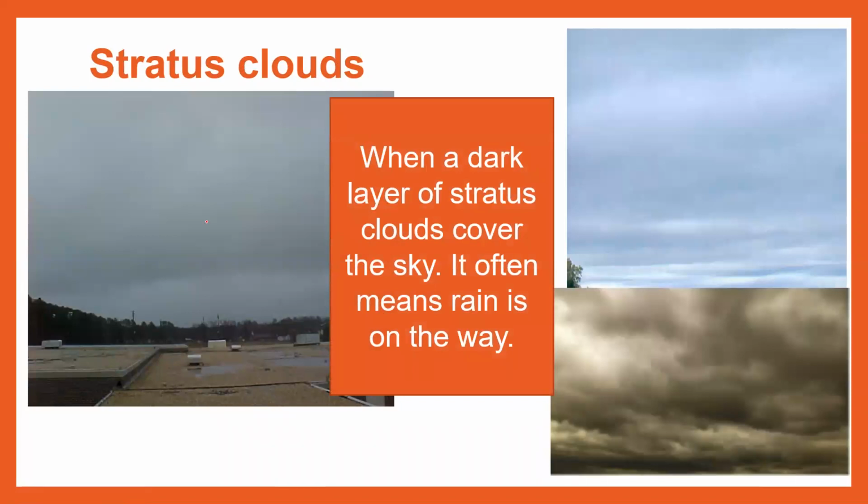Yes, they are very, very dark and they look very heavy and very low. So when a dark layer of stratus clouds covers the sky, it often means that rain is on the way. So when you see clouds that cover the entire sky, just like these clouds do, it may mean you need to take your umbrella out because rain is likely to be coming.